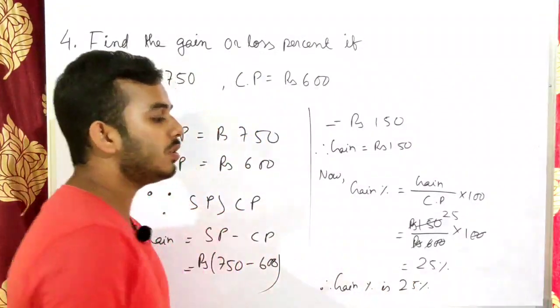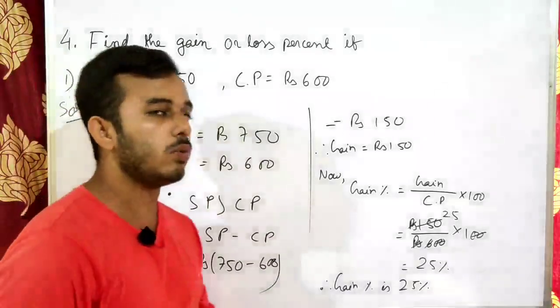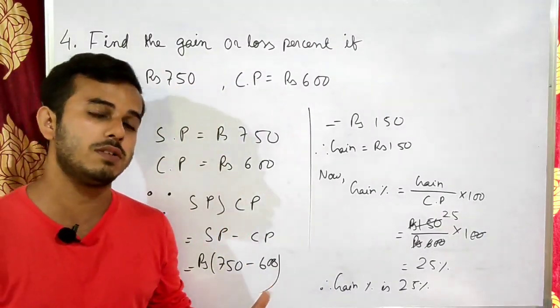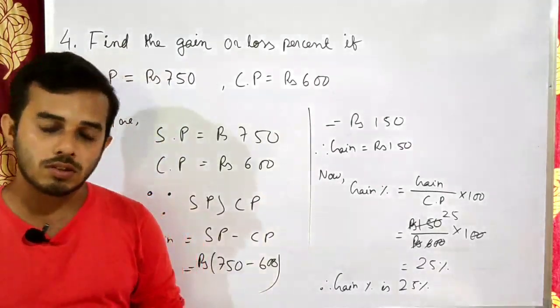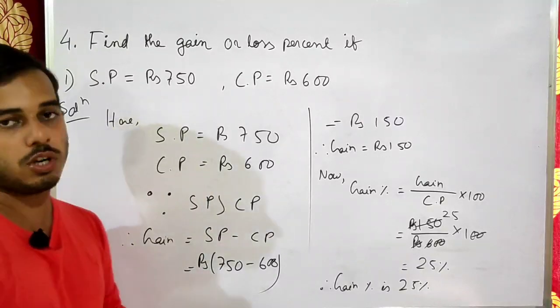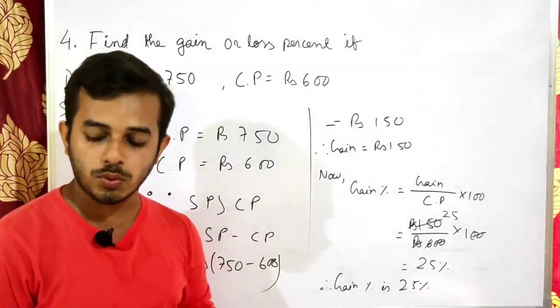I hope this was a very easy question. You just have to find out the gain, and then you can easily find the gain percent. From SP and CP we can easily find the gain. So this is how you can solve such types of problems. Now let's move to our next question.